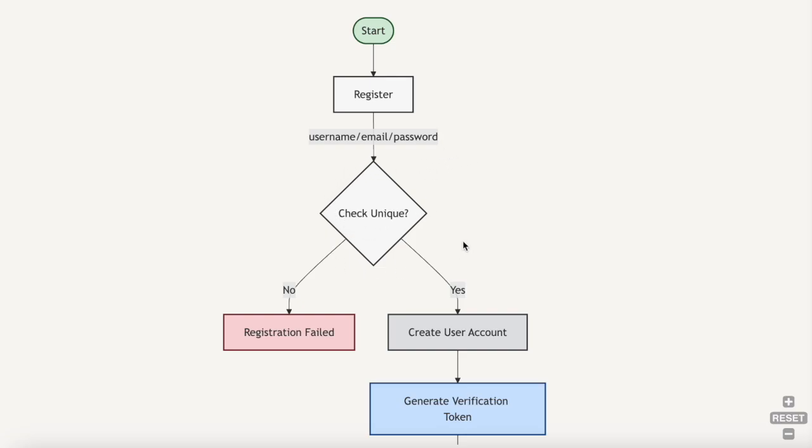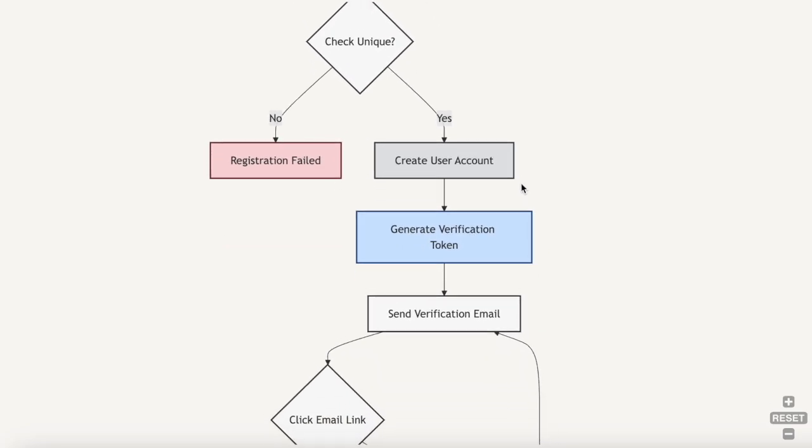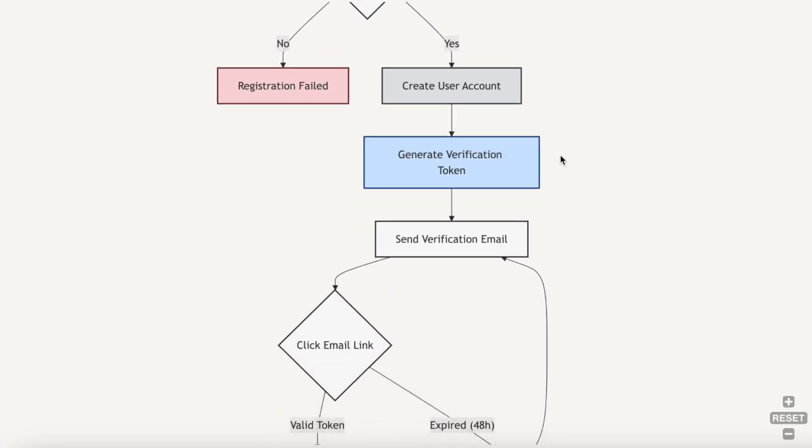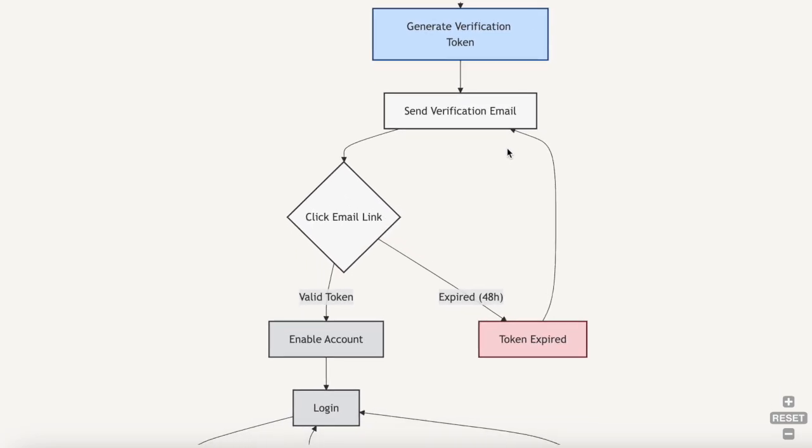Our system immediately checks if the username or email is unique. If not unique, registration fails with an appropriate error message. If unique, we create the user account, but with a twist, it's not immediately active. We generate a unique verification token, and an email is automatically sent to the user with this verification token.